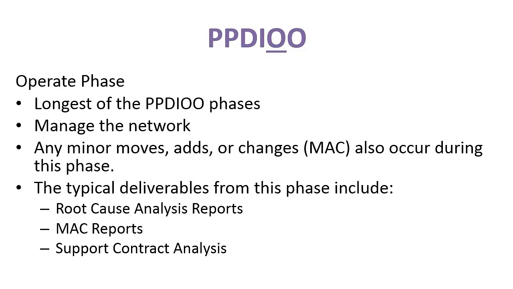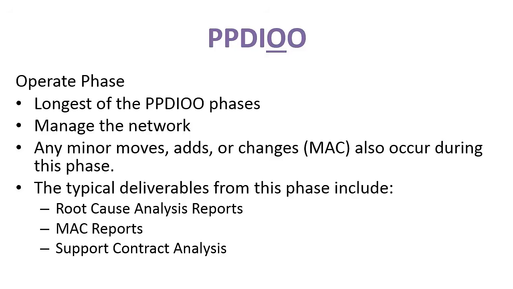And during this phase, you're spending the majority of your time and the company funds on managing the network and being actually proactive to address any issues. But also, obviously, we all know that you need to be reactive. There will be issues that may come up from the changes, and you must be ready to deal with those. Any minor moves or changes also would occur during the operation phase. Typical deliverables from this phase include root cause analysis reports and support contract analysis reports, as well as move, add, and change reports.